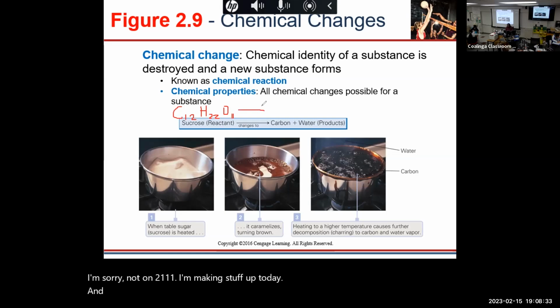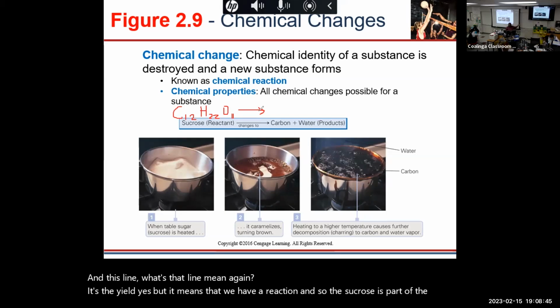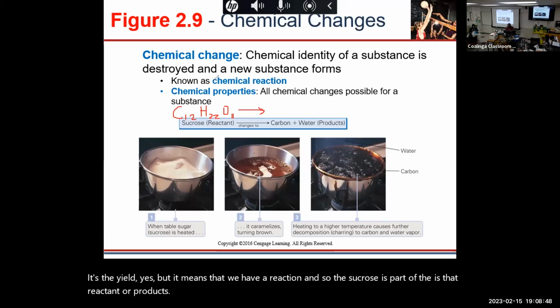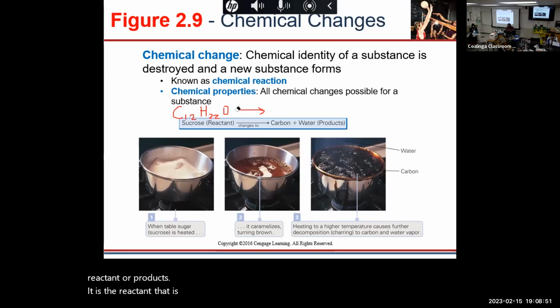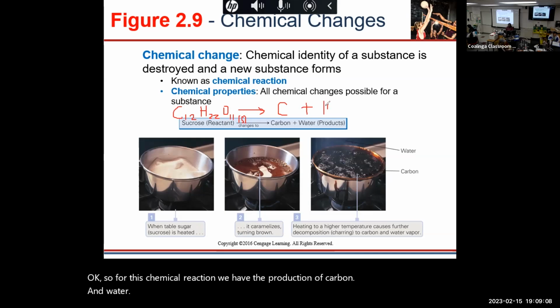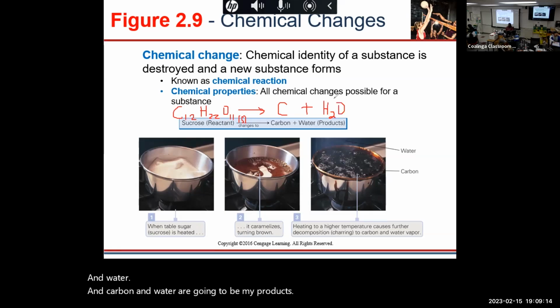And this line, what does that line mean again? It's the yield, yes, but it means that we have a reaction. And the sucrose is part of the reactants or the products? Sucrose is the reactant, that is correct. So for this chemical reaction, we have the production of carbon and water. Carbon and water are going to be my products. Okay, is it balanced?